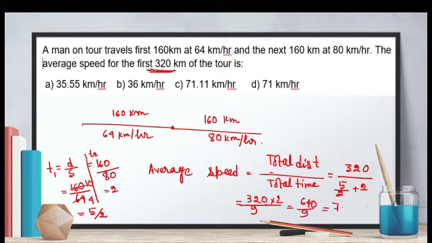9 sevens are 63. 10, 10, that is 71 point, again 1, again 1. So it will be 71.11 kilometer per hour, which is equal to option C. Hope it is clear.